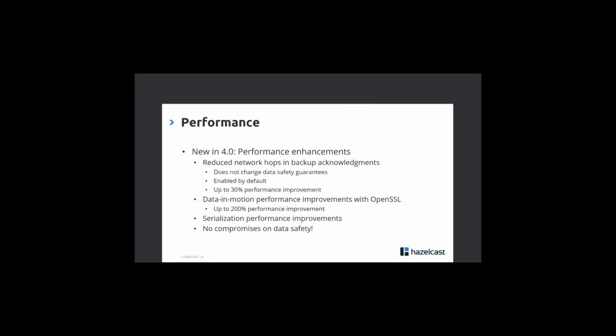And then we're including data in motion performance improvements when using OpenSSL. It's always our recommendation to use data in motion encryption to make sure that you have privacy across all of the different components within your Hazelcast deployment. And in this case, if you have OpenSSL installed on your systems, Hazelcast will use that by default and give you up to 200% performance improvement there. And then there are a number of low-level back-end serialization performance improvements that will further improve the overall system.